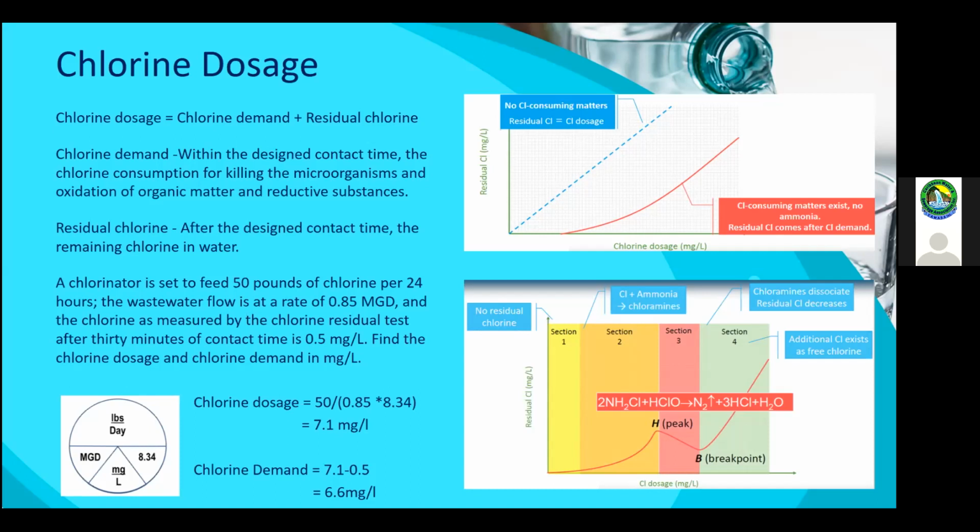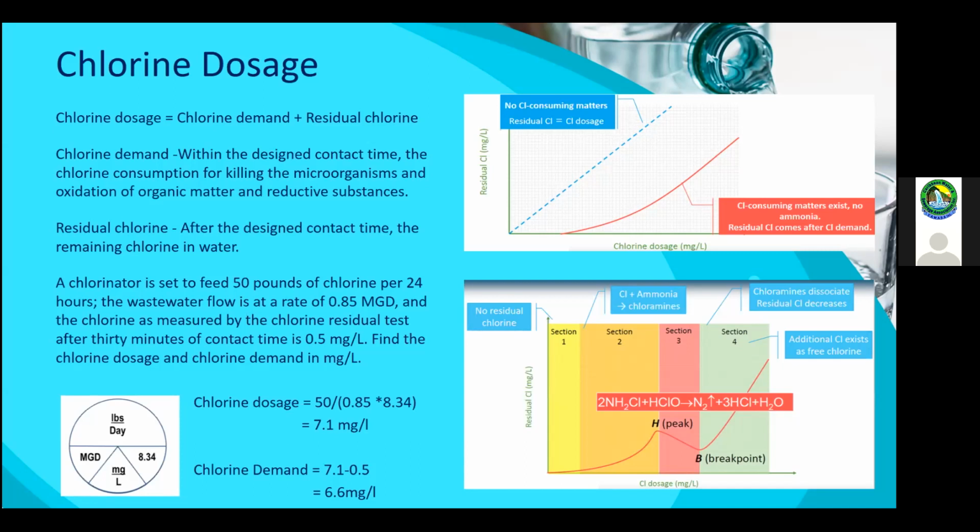So we are dosing 7.1 milligrams per liter, and we are getting a residual of 0.5 milligrams per liter. So essentially, our chlorine demand is now 6.6 milligrams per liter, because that is what is being used up. We're dosing 7.1, but when we're measuring, we're only getting 0.5 milligrams per liter.